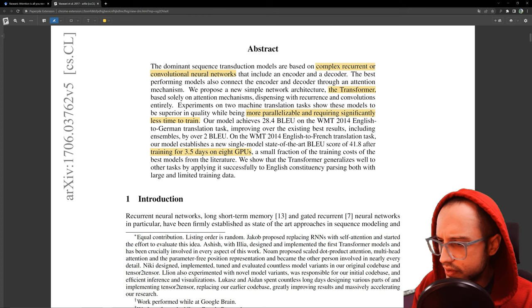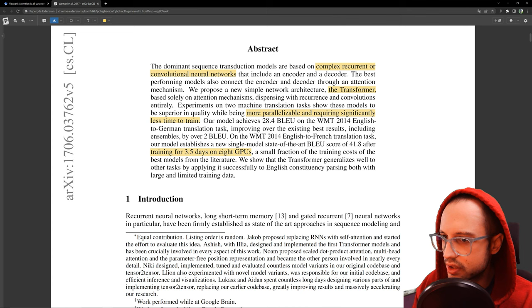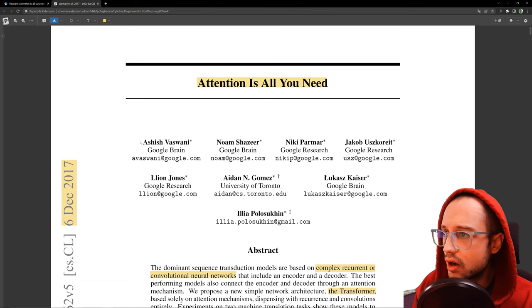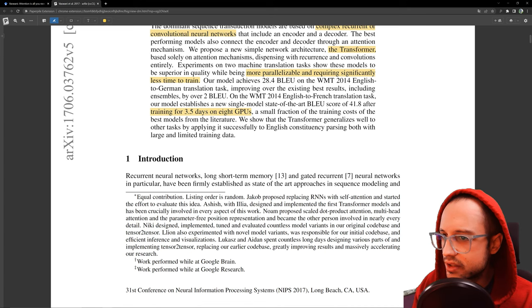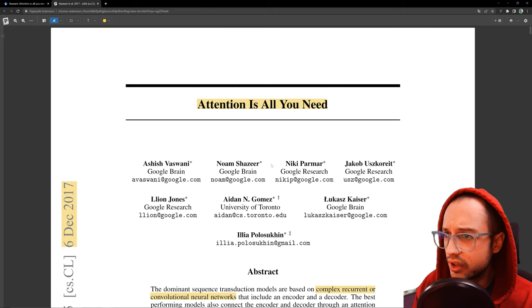So it sounds like Jacob proposed replacing RNNs with self-attention and started the effort. Ashish, with Illia, designed and implemented the first transformer model and has been critically involved in every aspect of this work. Noam proposed the scaled dot-product attention, multi-head attention, and the parameter-free position representation and became the other person involved in nearly every detail. So Noam and Ashish were the main ones there, I guess. Niki designed, implemented, tuned, and evaluated countless model variants in our original codebase and tensor2tensor. Okay, so Niki is really the programmer. So Ashish and Noam are like the math guys, and then Niki is the programmer.